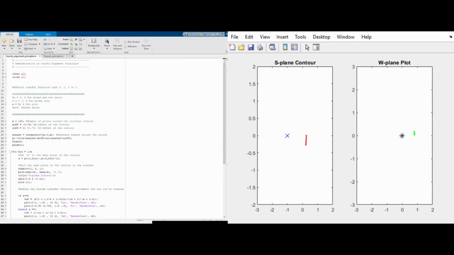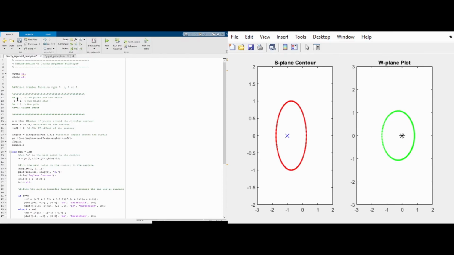The principle we just discussed is implemented here in MATLAB. In this example, there is one pole in the S-plane, and the red contour is defined around it in the clockwise direction. We can see that as the contour goes clockwise, the contour on the W plane goes counterclockwise and encircles the origin once. This indicates a net angle change of negative 360 degrees.